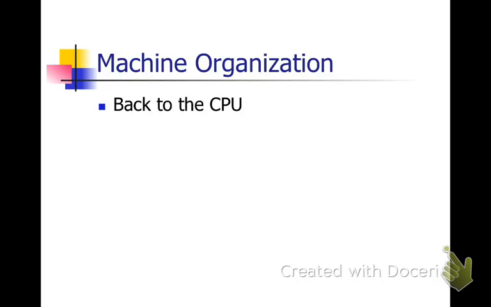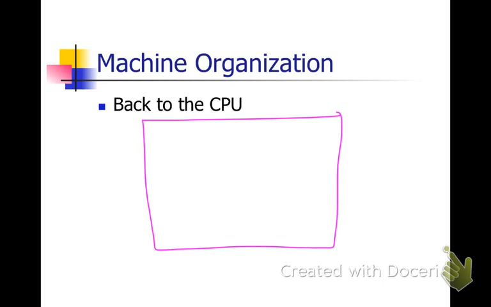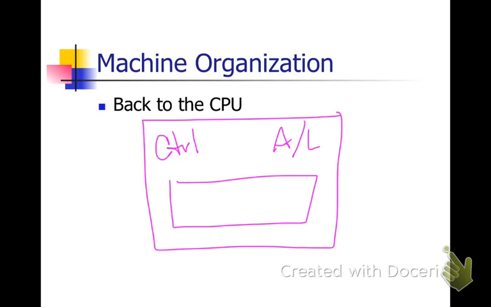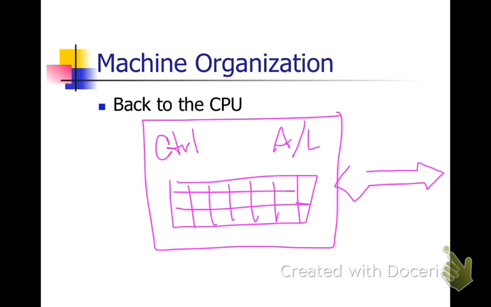Okay, back to the CPU. Remember we said in the CPU we have the control unit, we have arithmetic logic, and we have a whole bunch of registers, high-speed temporary storage. We also have the system bus that goes between memory and the CPU. And this is where the bottleneck is, because everything that we do has to travel across the system bus.